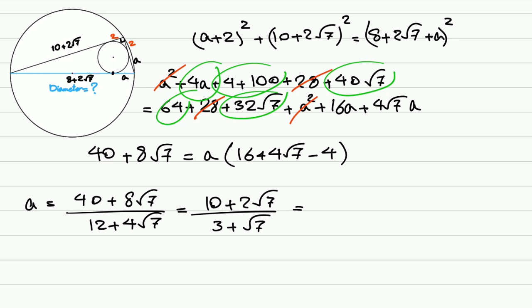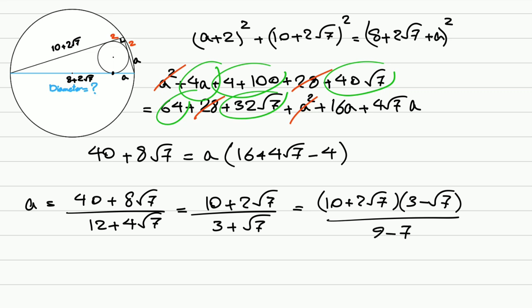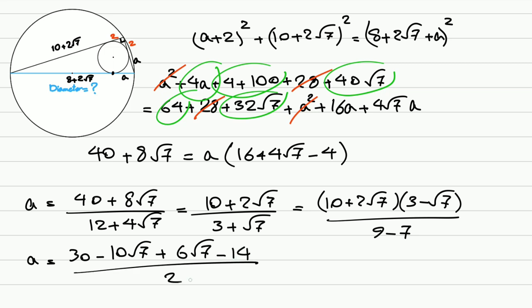Now to get rid of the radical in the denominator, we want to multiply top and bottom by this, 3 minus square root 7. The bottom will be 9 minus 7. So a is, let's do this one by one. 30 minus 10 times square root 7 plus 6 times square root 7 minus 14 over 2. 30 minus 14, 16 over 2, that's 8. And this is negative 4 times square root 7 over 2 is 2 times square root 7.